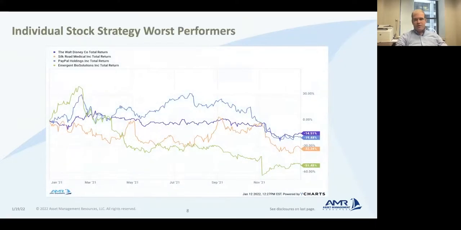So it wouldn't be fair to talk about the best performers without talking about the worst performers. And I think the one that stands out is Emergent BioSolutions. Due to some company operational issues, the stock really suffered throughout the year. We're no longer in the position.